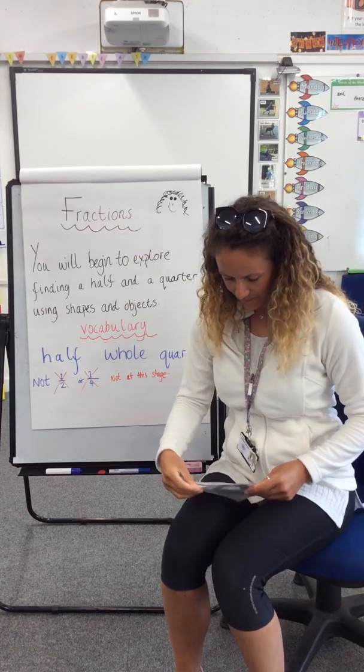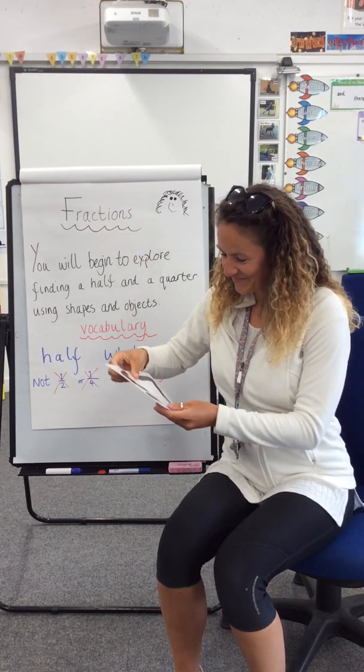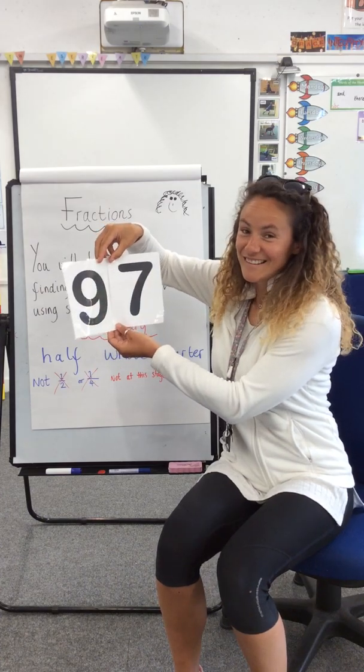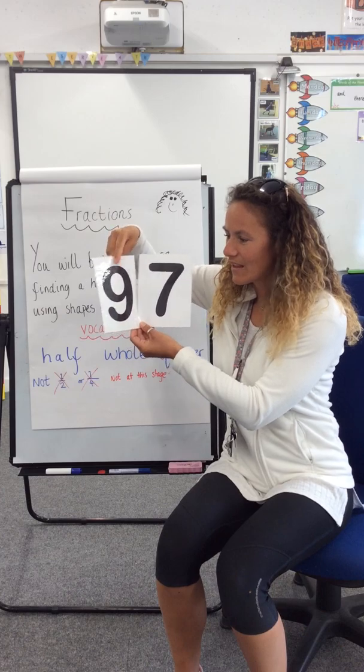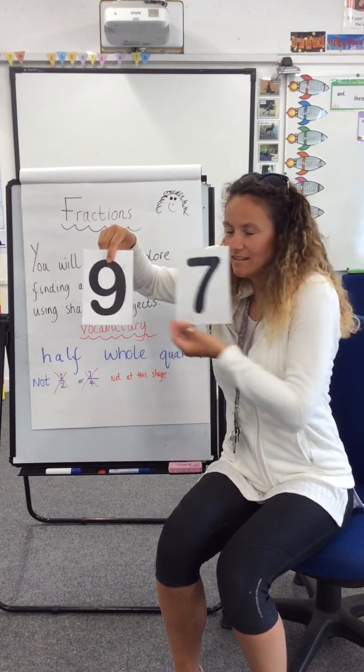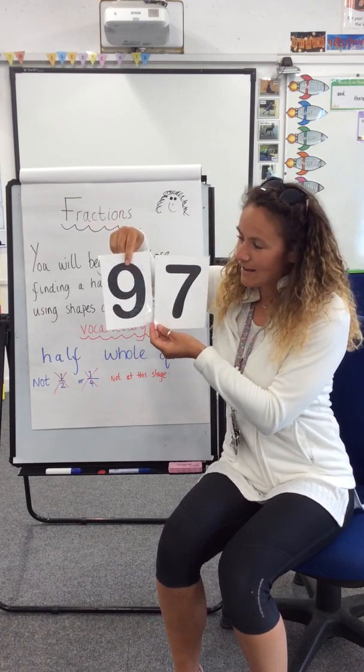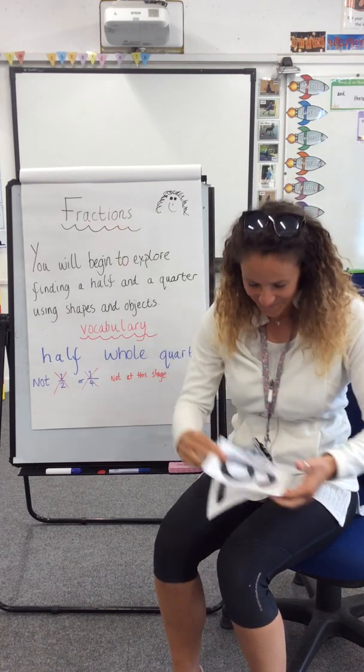And the last one, it's a big one. This is a very tricky one. It's 97. And how do I know that? 9 tens are 90 and 7 ones. And together it makes 97. Okay.